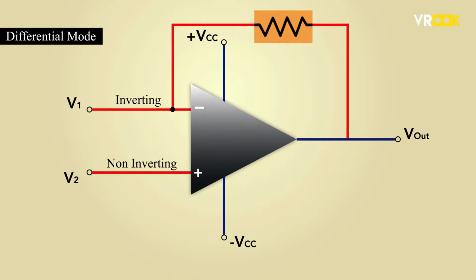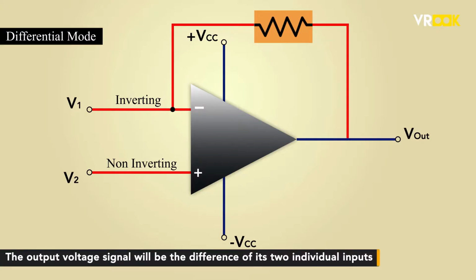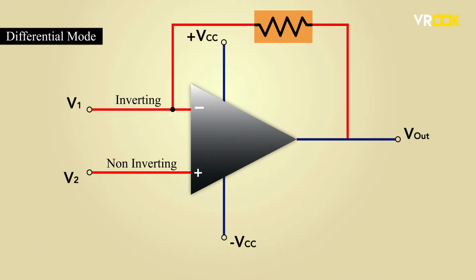In the differential mode of an op-amp, the output voltage signal will be the difference of its two individual inputs. Or we can say, an op-amp's output signal is the difference between the two input signals. This is called the differential op-amp. Both the inputs can be of the same value with opposite signs, or we can have different values. In all the cases, the output will be the difference between the two input values.